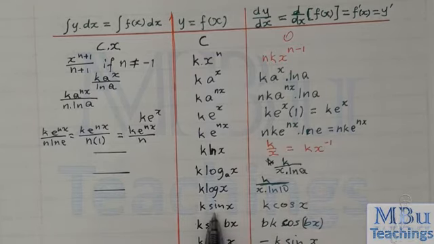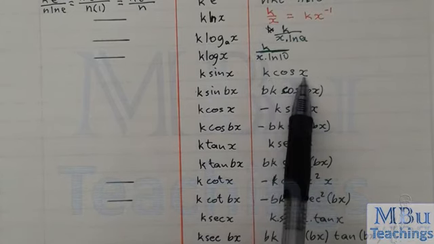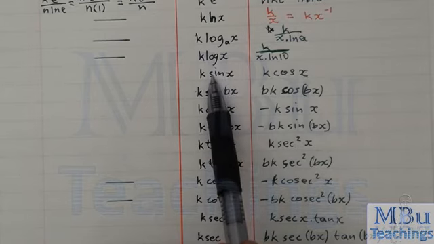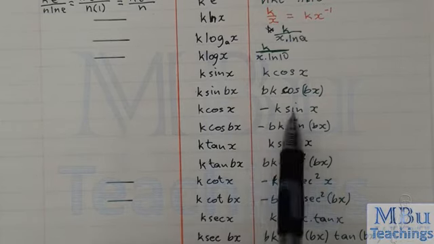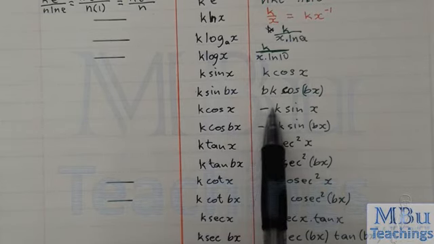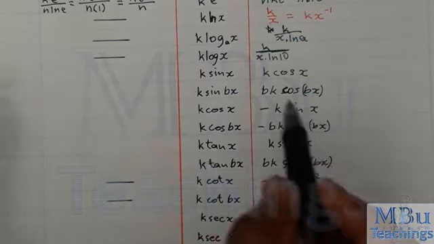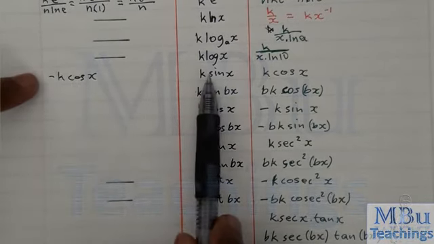Okay, let's move to sine. Sine x, when you derive sine x becomes cos x. Now when you integrate cos x will become sine x obviously, but when you integrate sine x, you are expecting a negative sign. So you will have a negative cos.